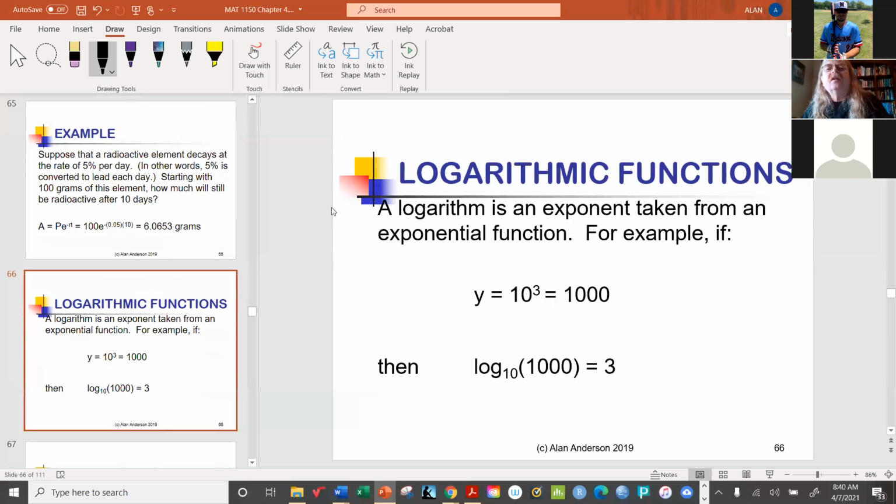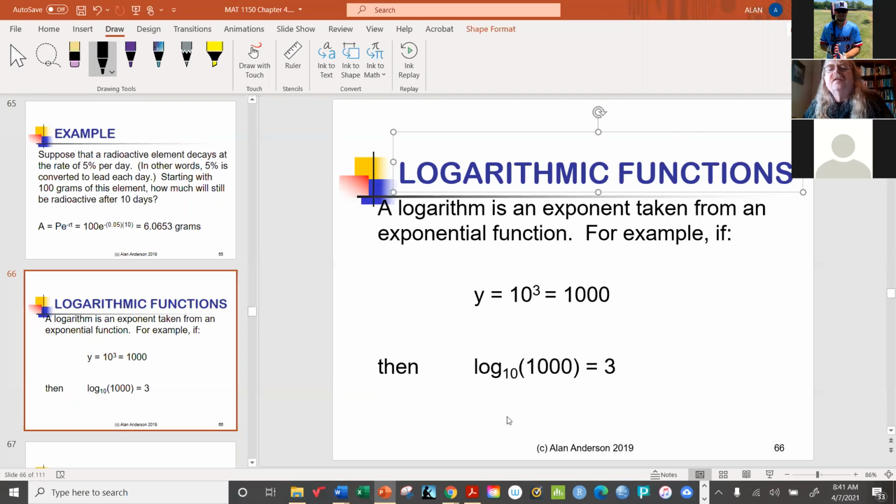Then we started our discussion about logs. Now, logs basically represent ratios. It's an exponent taken from an exponential function. So in other words, if I have something like this, suppose I told you that y equals 1,000. Now, what the log does, it says, listen, given the base that you're asking for, the log itself is simply the appropriate exponent, which when applied to that base, gives us back the original number.